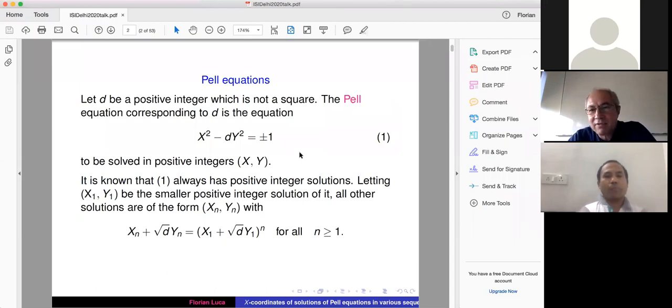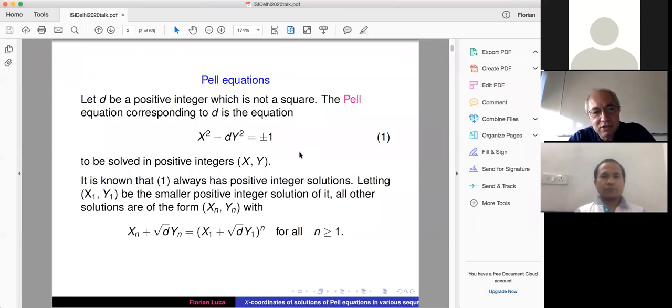I start with a positive integer d bigger than 1. It shouldn't be a square. And then I look at the equation labeled 1. And the aim is to find solutions in positive integers x and y. D is fixed. So the left-hand side is x squared minus d y squared equal plus minus 1.